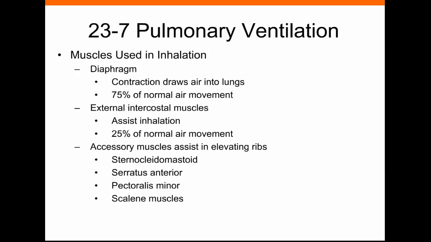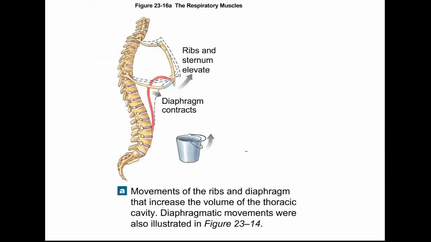Muscles used during inhalation. You've got the diaphragm, the external intercostal muscles, and the accessory muscles which assist in elevating the ribs. So the sternocleidomastoid, the serratus anterior, the pectoralis minor, and the scalene muscles. So we're just going to have a look at those now.